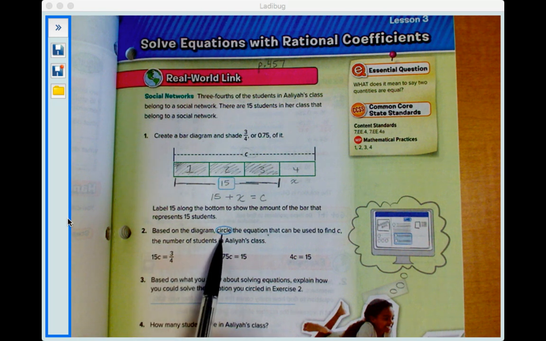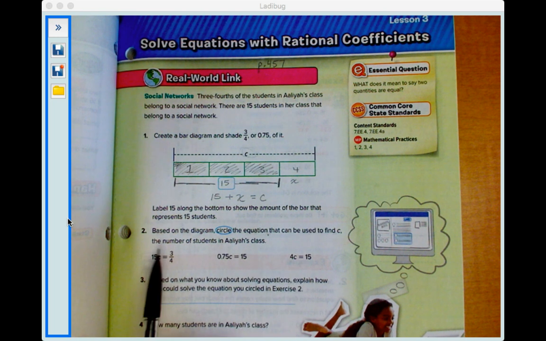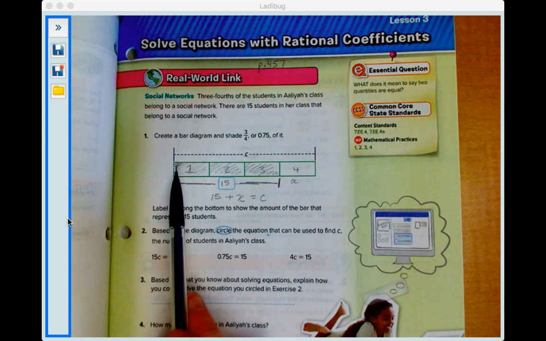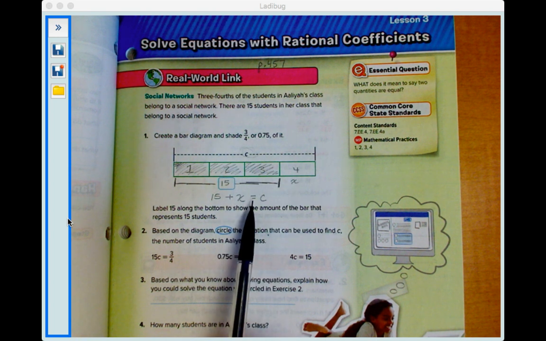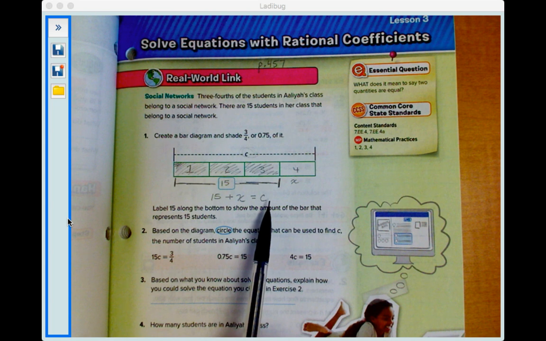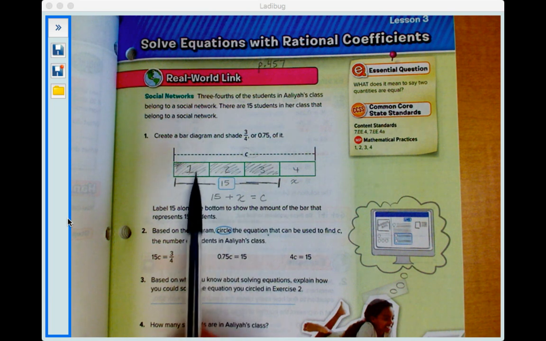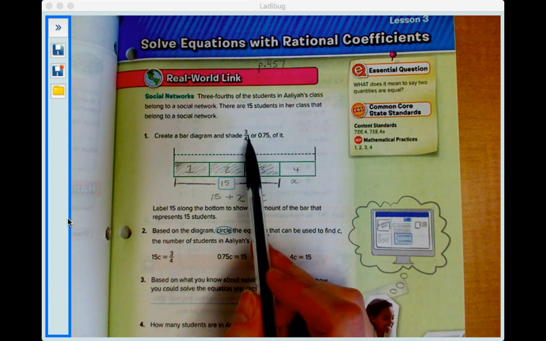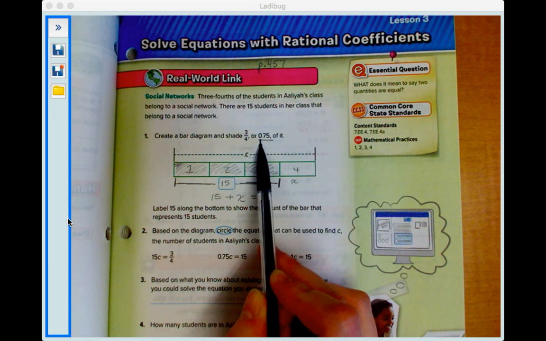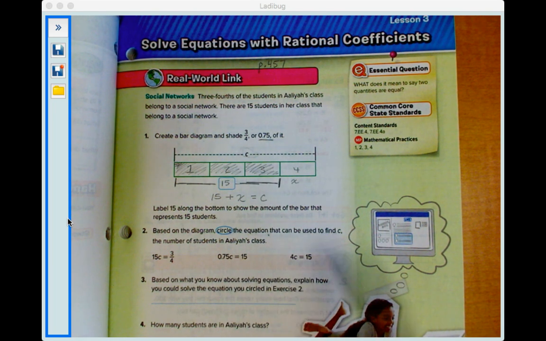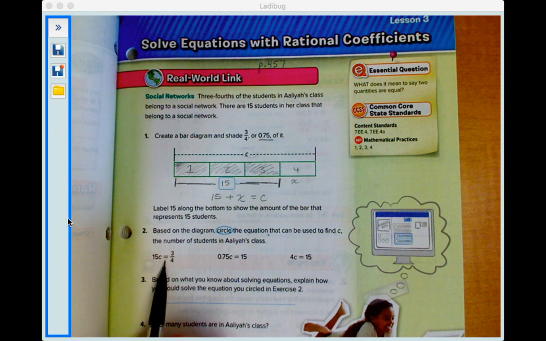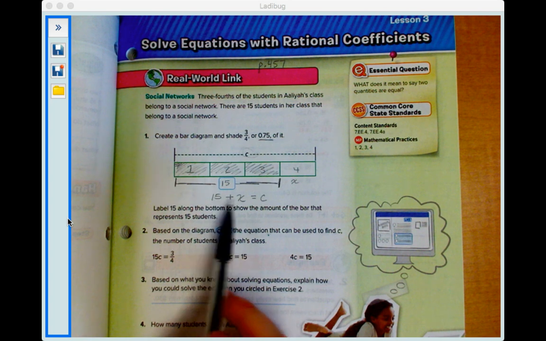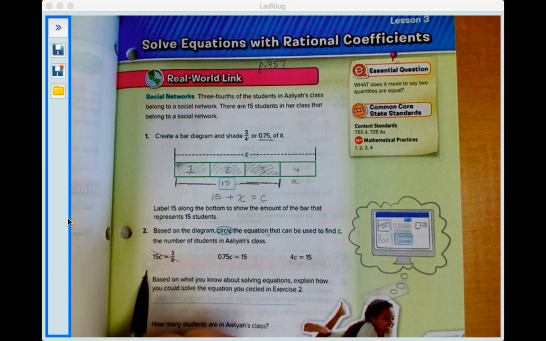Based on the diagram, circle the equation that can be used to find C, the number of students in Aaliyah's class. So C is the total students. We know 15 plus x equals C, but what else could we do to figure out C? Now, we know that 3/4 also equals 0.75, so keep an eye out for that number down here. So 15c equals 3 divided by 4. We know we're not multiplying 15 times c, so we should cross that one off.